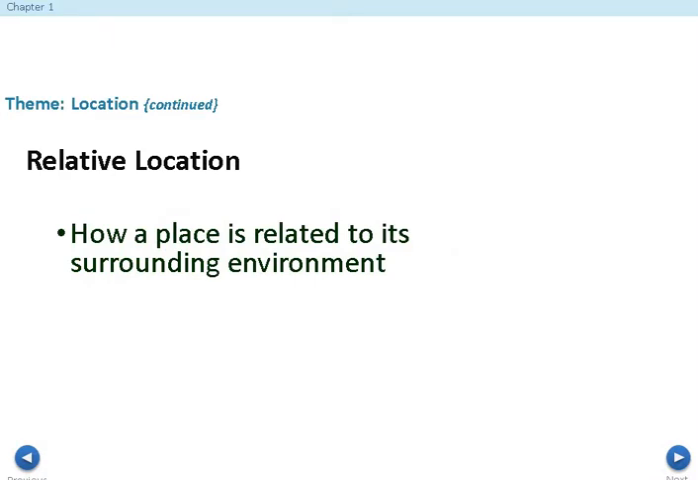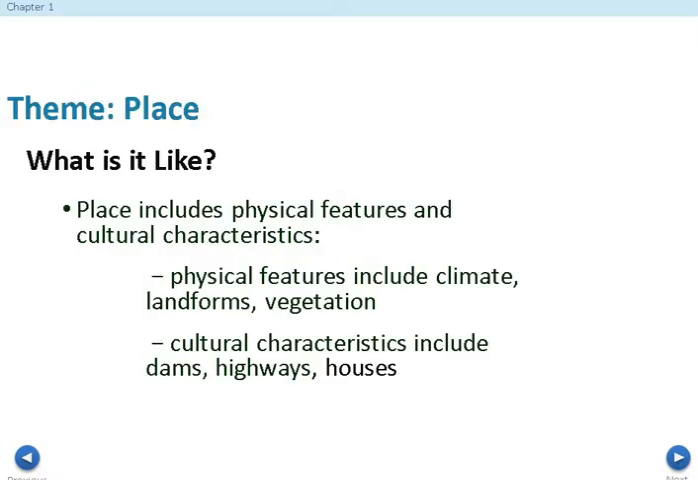Now, relative location is how a place is related to its surrounding environments. What we have to do is be able to know what those surrounding environments are. We might have to know what a lake is, what a stream is, or a gulf. Those things are going to show us and connect what is relative and what is absolute.